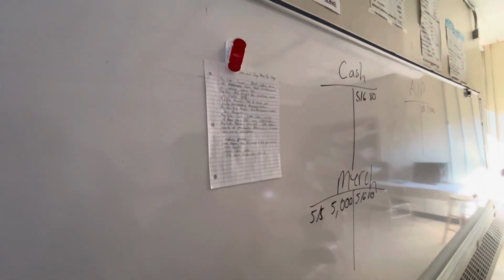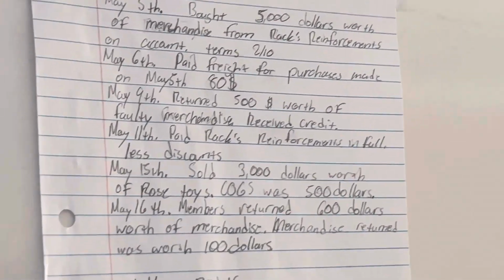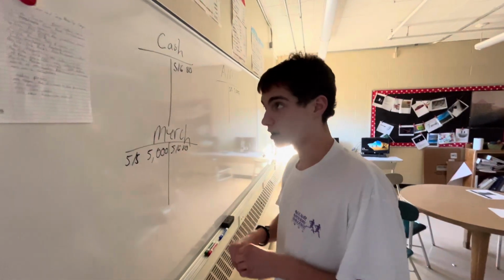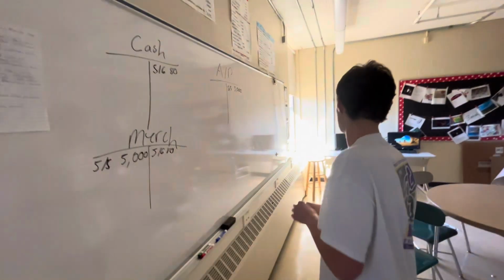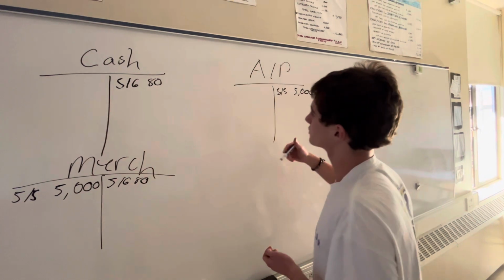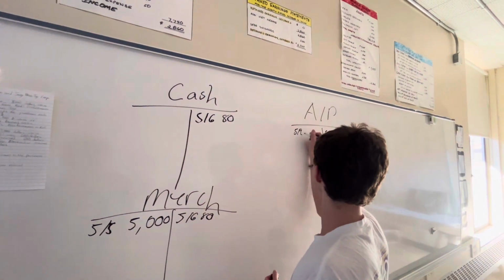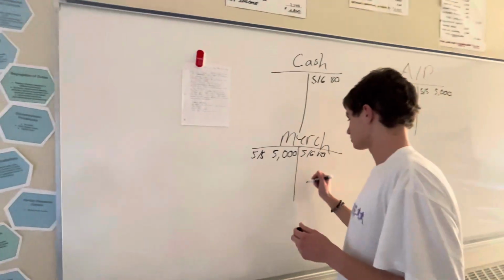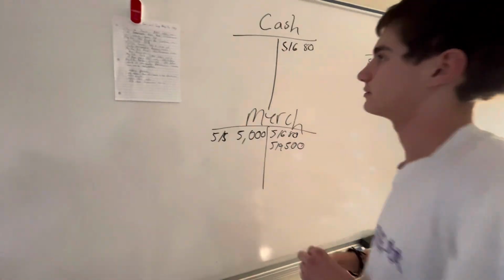Since it's part of the merchandise, it would go under the merchandise. All right, May 9th. Returned $500 worth of faulty merchandise, received credit. So we returned our faulty merchandise, and they gave us store credit, which means we have less to pay in the accounts payable. So we're going to write $500, and then since we're losing the merchandise, we write $500 here. Take it out of the account.